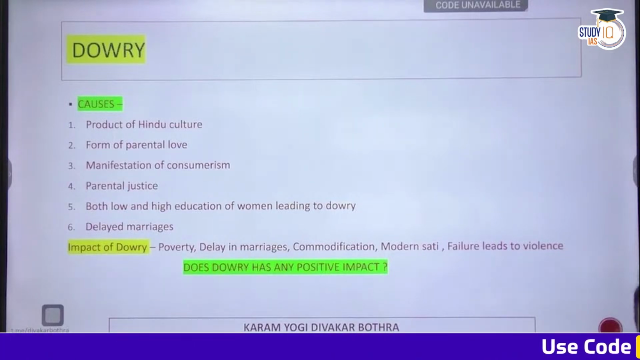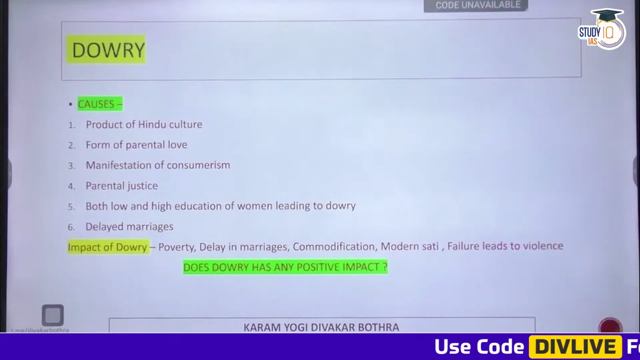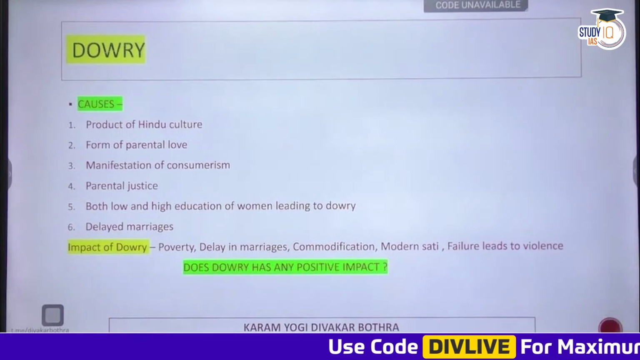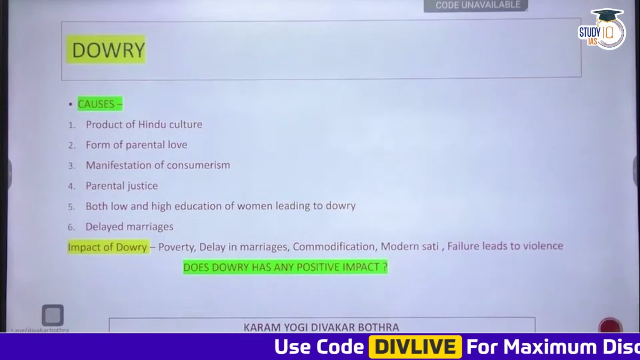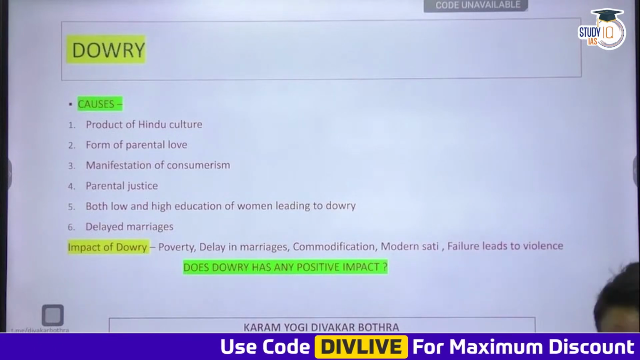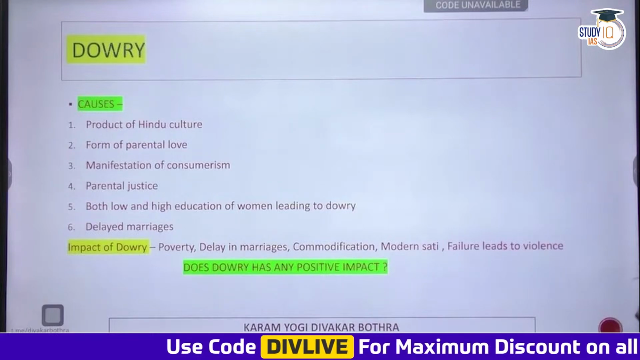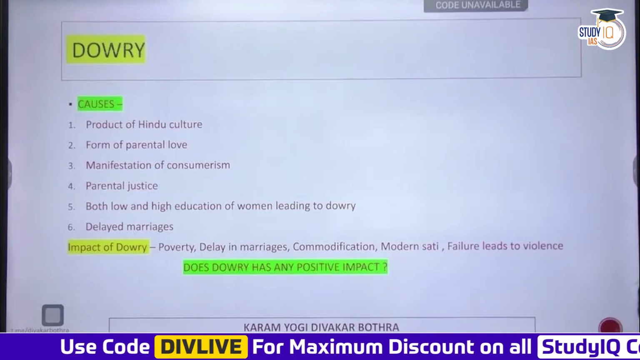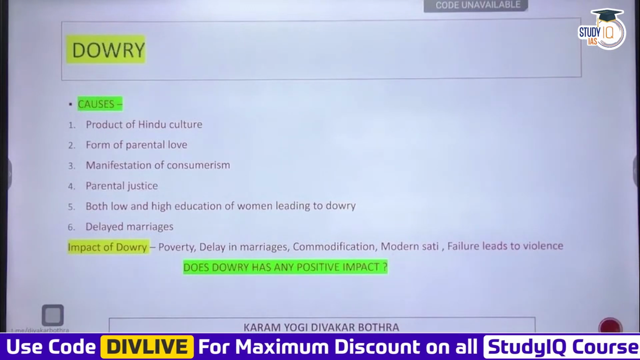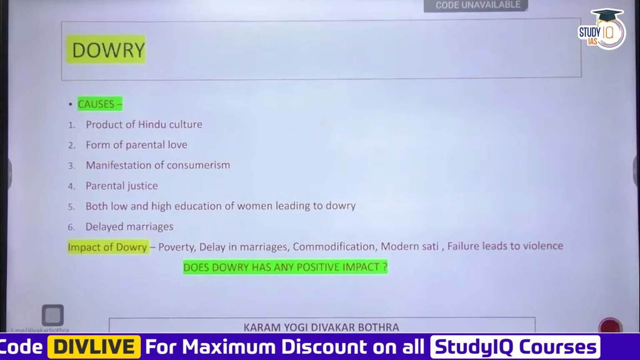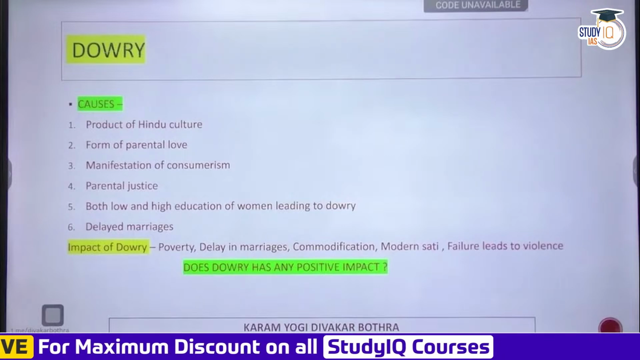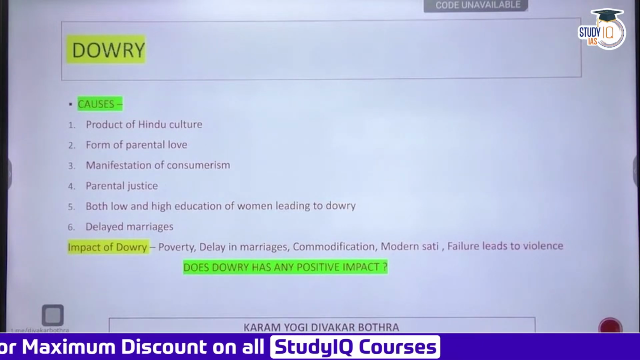Third, manifestation of consumerism. Consumerism has increased to such an extent that marriage is often considered a proposal to gain wealth from the groom's marriage. Recently, there was a movie called Laapataa Ladies. In that movie, you would come across a conversation where the parents were talking about what exactly they got in dowry. I've got a bike, I've got this, I've got a phone, I've got a dash dash dash.